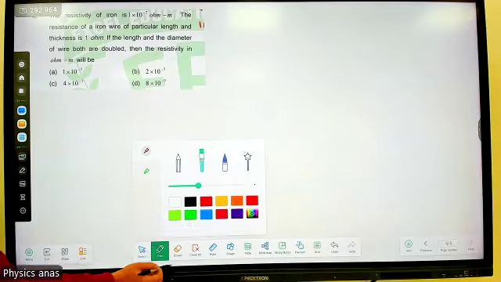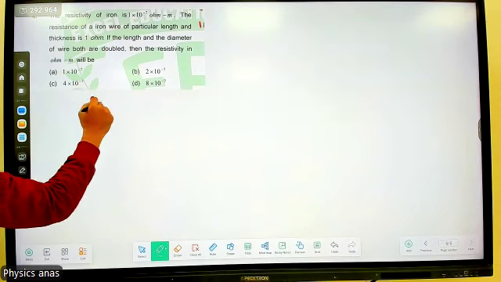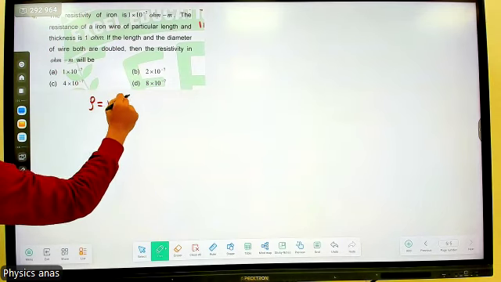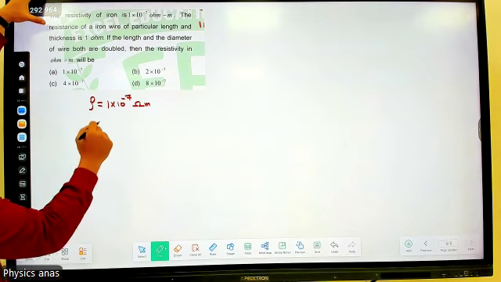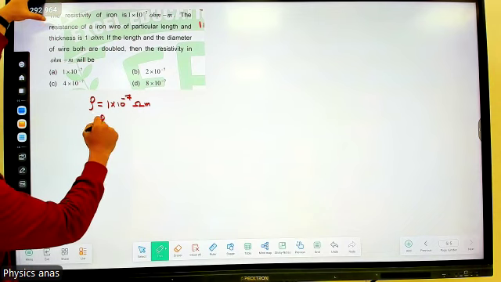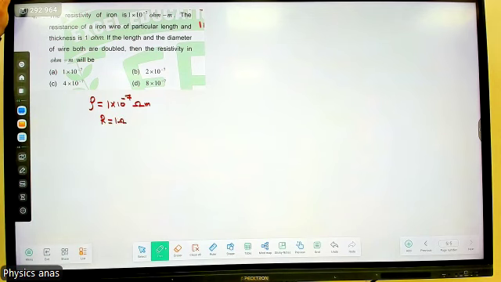What is this question? Resistivity of iron rho is 1 into 10 raised to minus 7 ohm meter. Resistance of iron wire of particular length and thickness is given as 1 ohm. If the length and diameter of the wire both are doubled, then the resistivity in ohm meter will be.